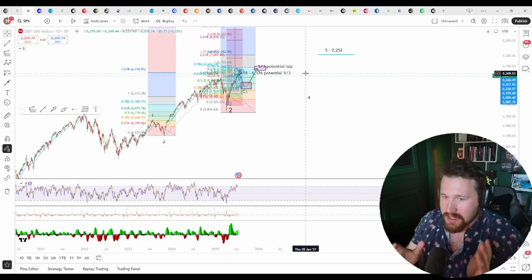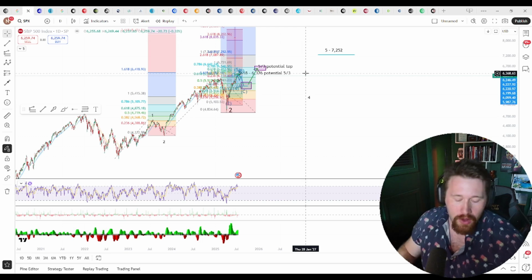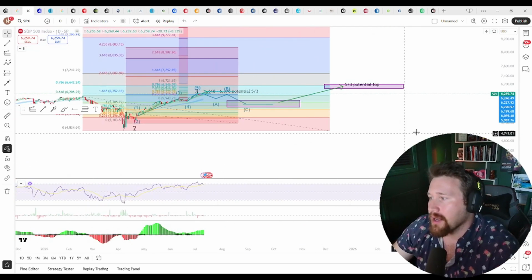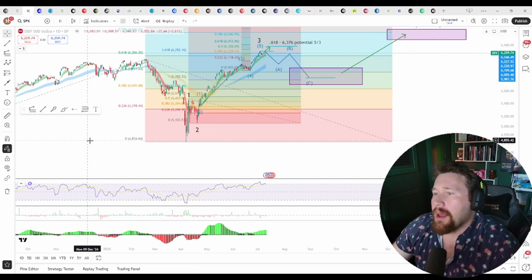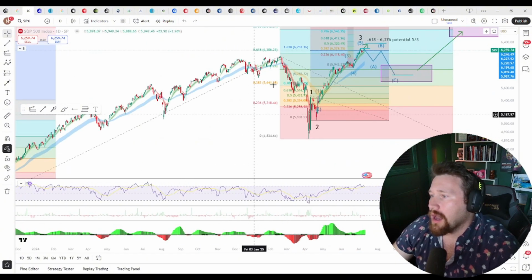It's all rough guesstimates. Okay, it's more of an art than a science. Fibonacci's bring it closer to an actual science. But let's go ahead and zoom in here and see where we're at right now. So what I'm seeing right here is a potential wave one from the lows here, wave two.